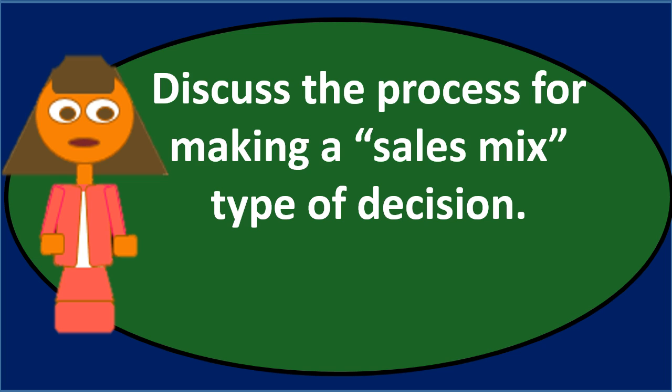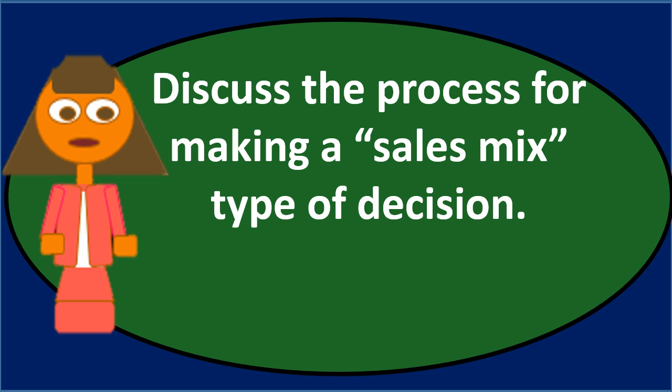Or if it's a discussion question, our goal is typically to expand on the discussion and contribute to the discussion. In order to do that, typically we need to add or expand on the topic. Keeping that in mind, let's go through this one more time. Discuss the process for making a sales mix type of decision.